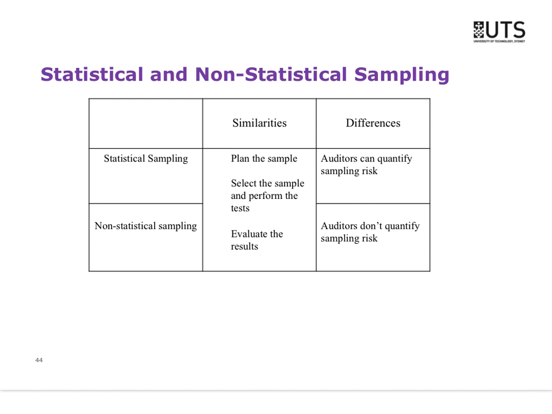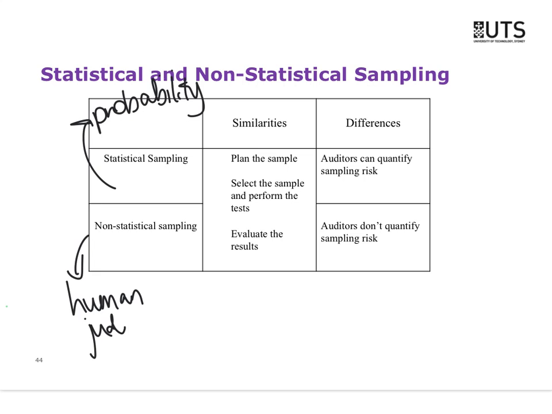So what about statistical and non-statistical sampling? Statistical sampling uses probability theory, all right, and random number generators to generate a sample size. It uses a mathematical formula to generate a sample size and collect the sample, whereas non-statistical sampling uses human judgment. All right, and they're both equally valid. You can use statistical sampling or non-statistical sampling in real life.